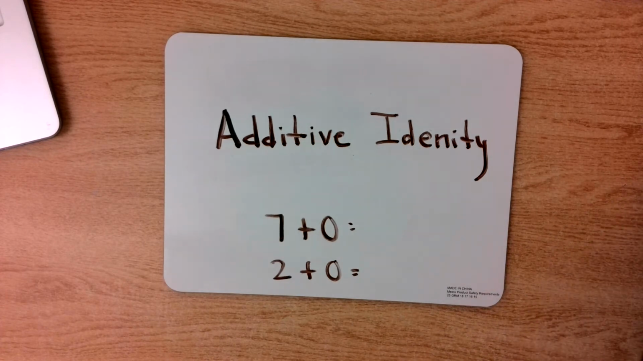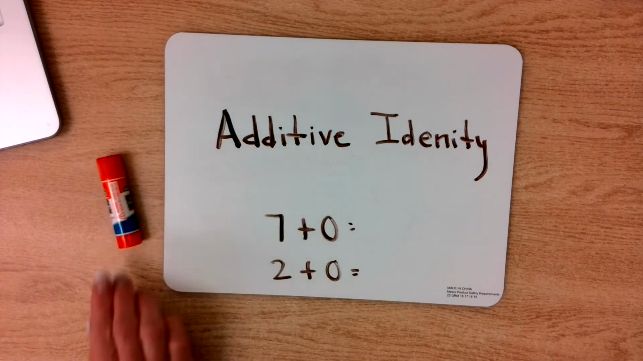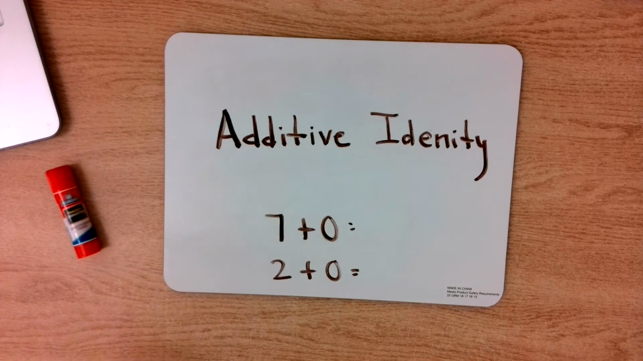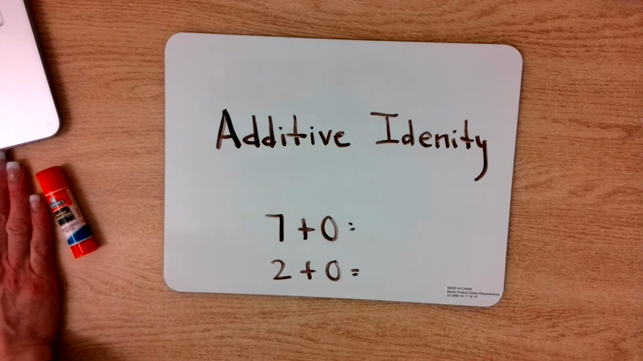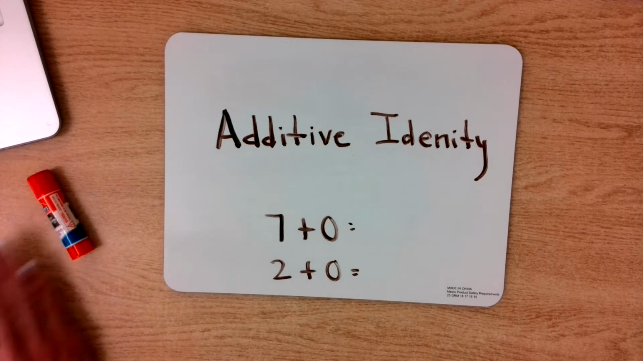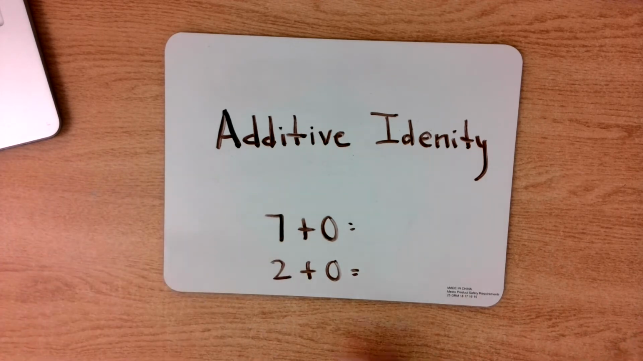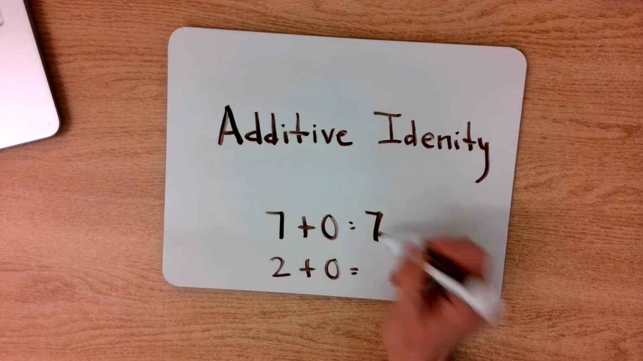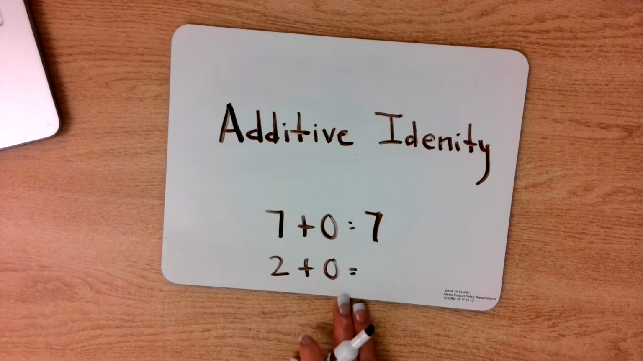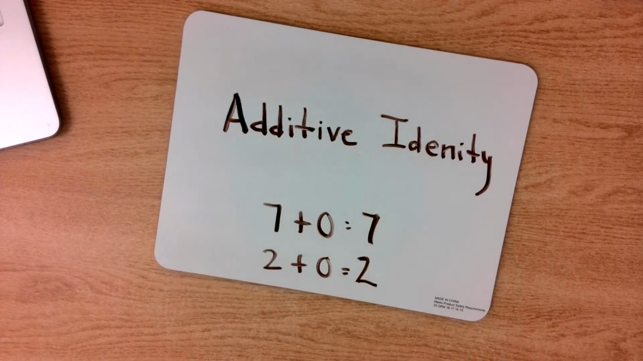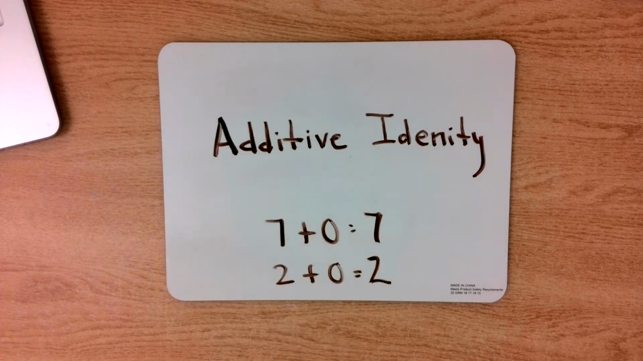Let's think about this. If I was to talk about glue sticks, I have 1 glue stick and I don't add any glue sticks. So how many glue sticks do I have? I still have 1, right? Perfect. Same thing, 7 plus nothing. If I have 7, I add nothing to it, the answer is still going to be 7. If I have 2 of something and I add nothing to it, my answer is going to be 2. So that's called additive identity. All right, perfect.